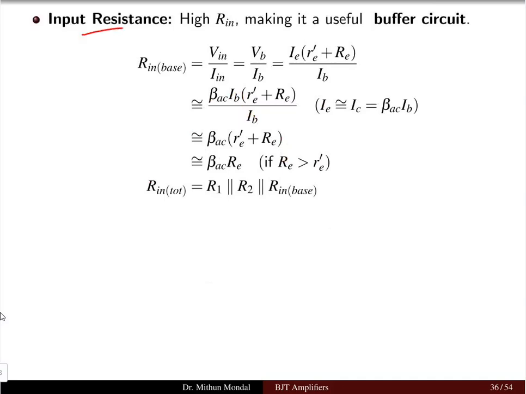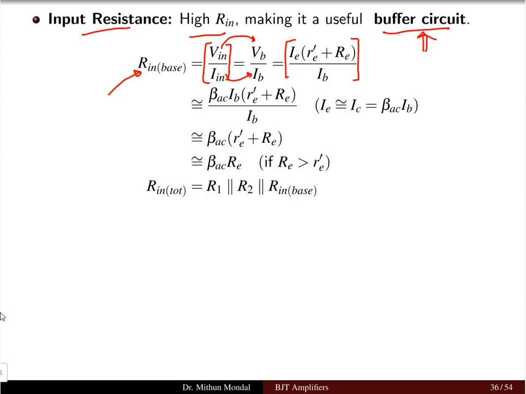If we want to find the input resistance, which is usually high, it is useful for this type of circuit to be used as a buffer, and hence it makes the common collector amplifier useful in buffer circuits. The input resistance which we calculate at the base is basically the input voltage by input current, in accordance with Ohm's law. The input voltage we give at the base, so the input current also we measure at the base, and we can use the formulae to find the voltage and the current.